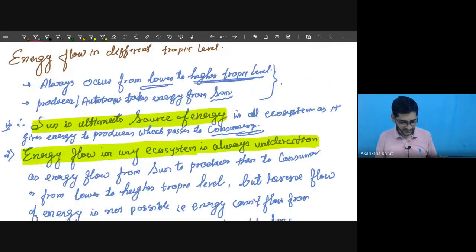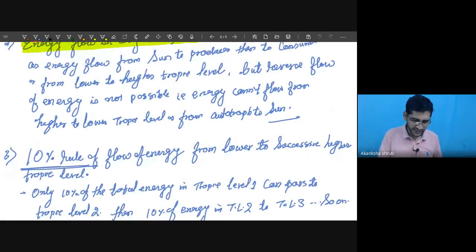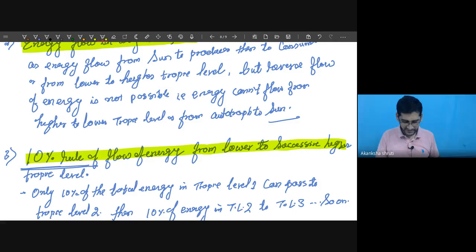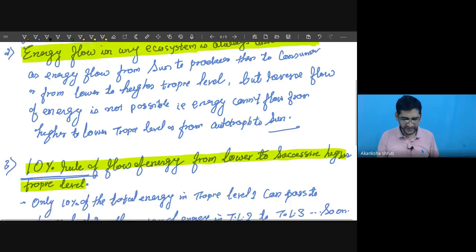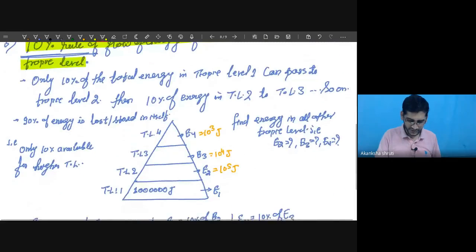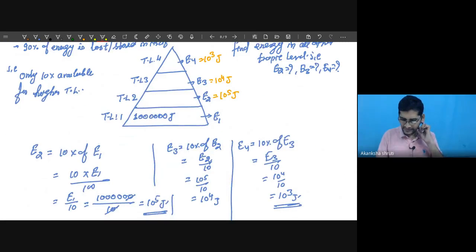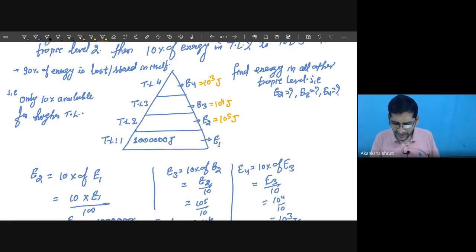Okay, students. The three important things are: first, the sun is the ultimate source. Only 10% of energy can flow to the succeeding higher level. Another, the flow is always unidirectional, it cannot return back. So sometimes, if in trophic level 2 energy is given and you are asked for trophic level 1, then it will be 10 times of that. Even a question is asked in this way.